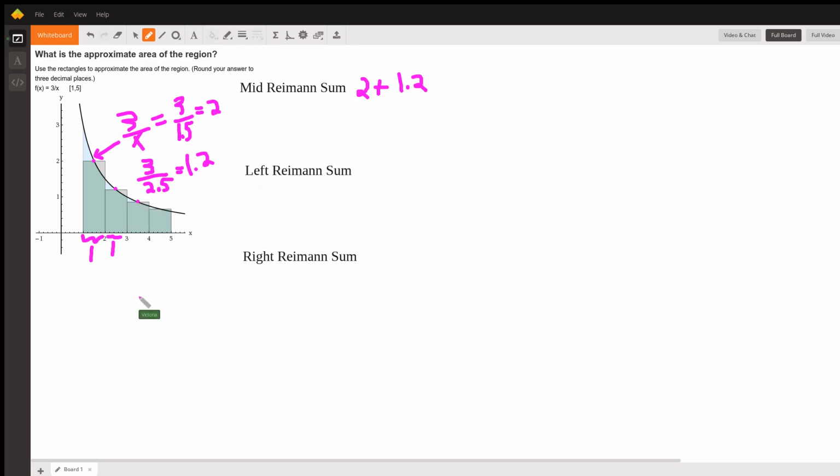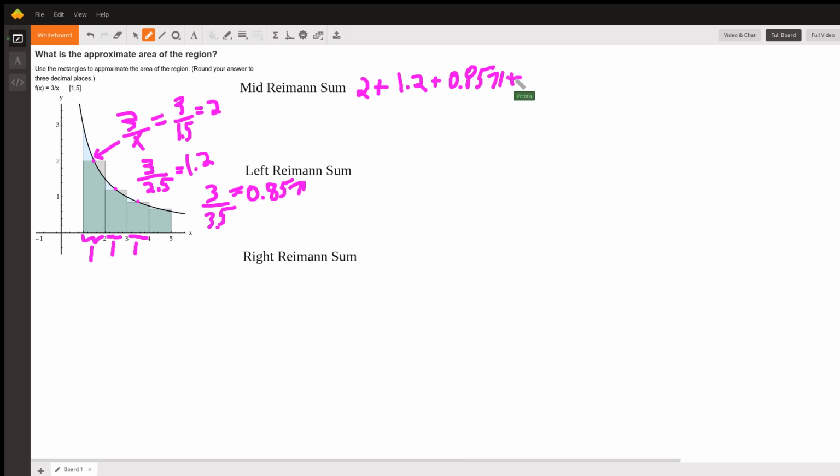Here's the middle of the third rectangle. It's got a width of 1, and it's got a height of 3 over, well, right in the middle there is 3.5. So that means it's got a height of 0.8571. So this area is 1 times 0.8571, so that equals 0.8571.